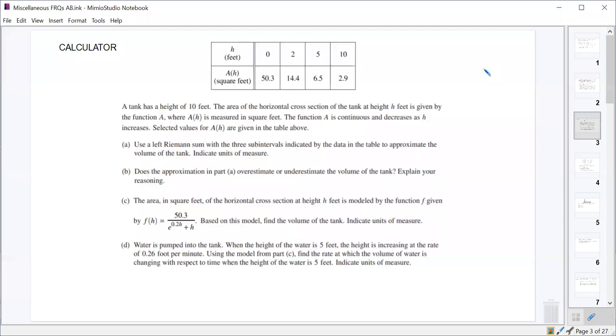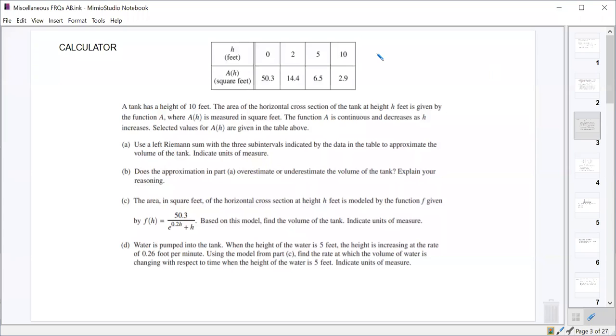We've got a tank that has a height of 10 feet. We can see 0, 2, 5, 10 feet. The area of the horizontal cross section is given in the chart, and we want to use the left Riemann sum with 3 subintervals to approximate the volume of the tank. That should be pretty straightforward. And then we're going to indicate units of measure.